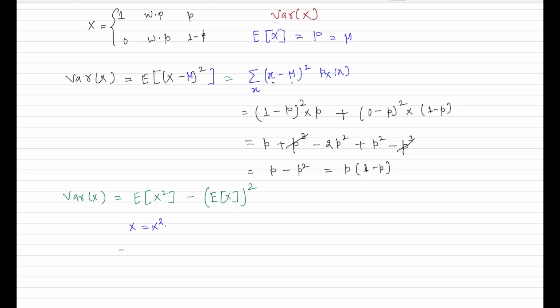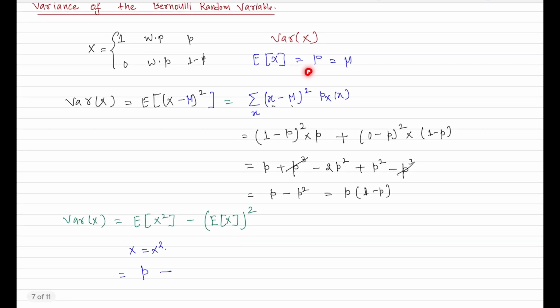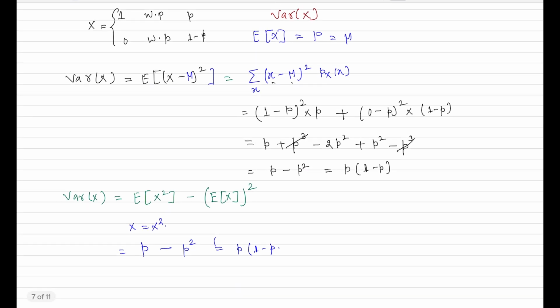So the expected value of x square for the Bernoulli random variable will also be the same as the expected value of x. So that will be p, minus, and we have seen that the expected value of the Bernoulli random variable is p, so that will be p square. So that is what we have got here earlier. We can write it like this: p times 1 minus p. So the variance of the Bernoulli random variable is nothing but p times 1 minus p.